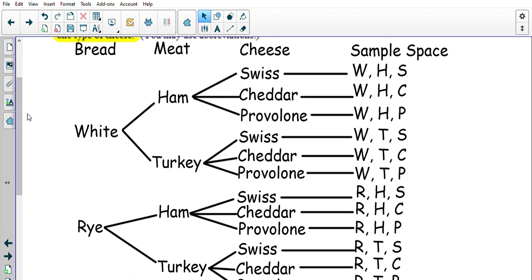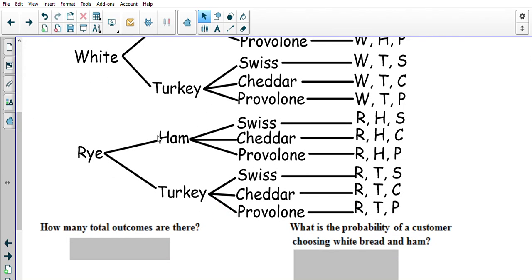Then I go to the rye bread. I've got rye, ham, Swiss, rye, ham, cheddar, rye, ham, provolone, rye, turkey, Swiss, rye, turkey, cheddar, and rye, turkey, provolone. Again, you can feel free to use abbreviations there. You don't really need the little commas between there either. If you just want to put like RTP, that's okay too.